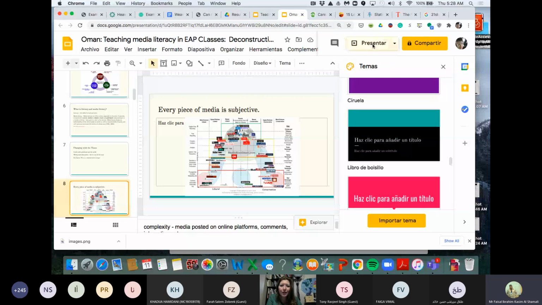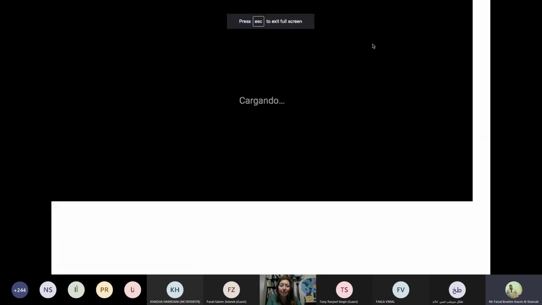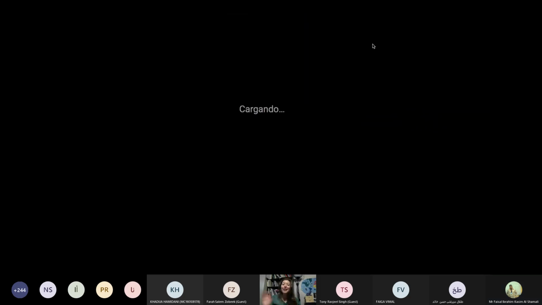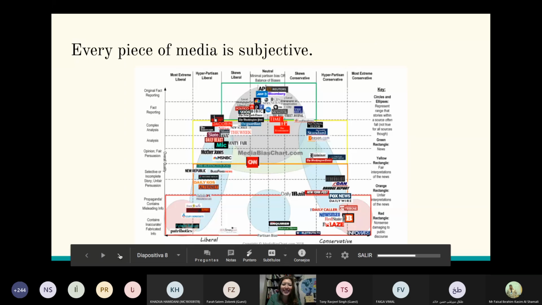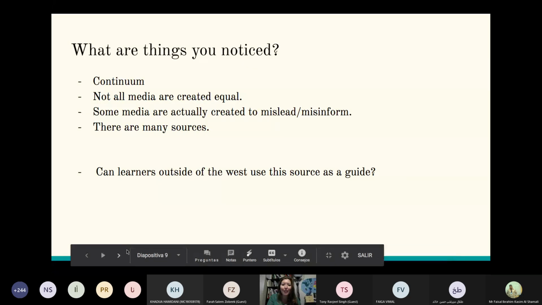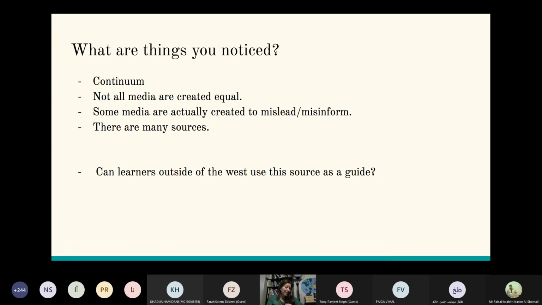Well, there are no wrong answers. They're all different observational answers. And I will share the link for this chart in the chat afterwards. So some things that you can notice is that we are definitely all on a continuum.